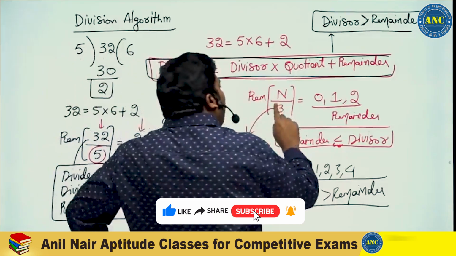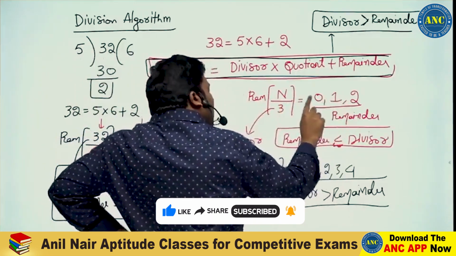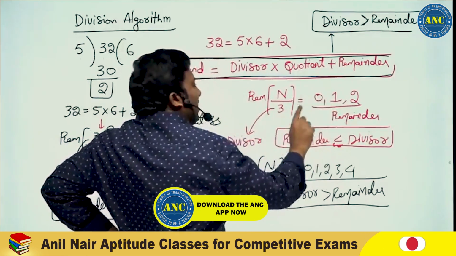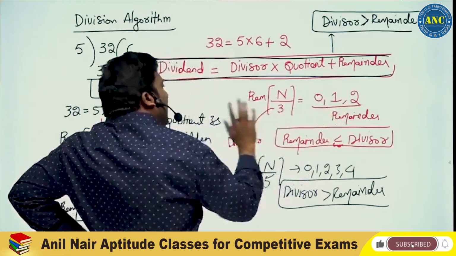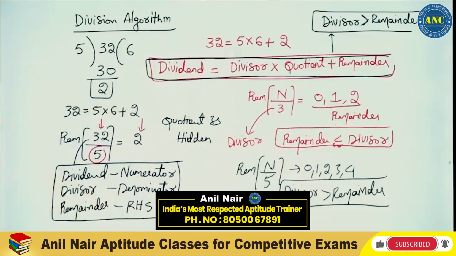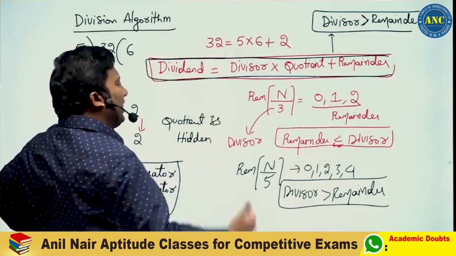When you divide a number by 3, you will get 3 remainders: 0, 1, 2. 0 is less than 3, 1 is less than 3, 2 is less than 3. Remainder is less than the denominator. Denominator is called divisor. Remainder is less than divisor. Divisor is greater than remainder.